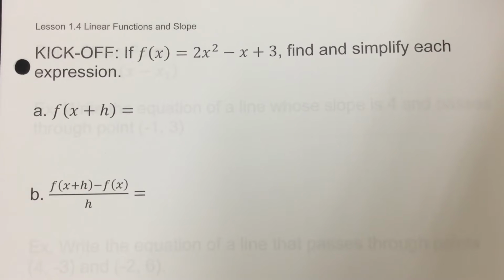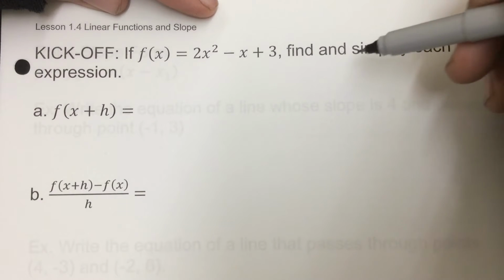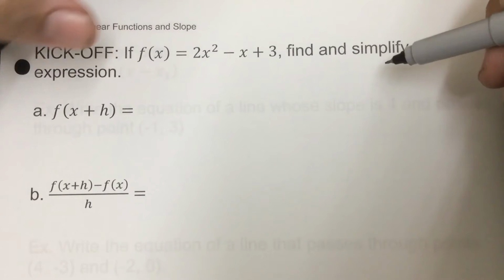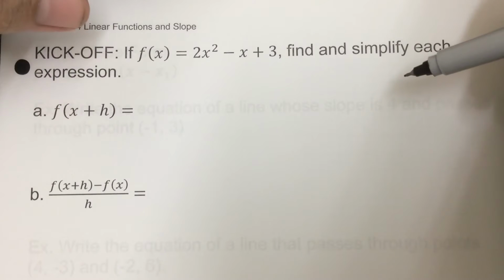All right. So, lesson 1 for linear functions and their slope. We're coming off of just functions in general, but we're going to focus on linear functions and how that ties in with slope and writing equations. So, if we go back to last time, here's our original function, 2x squared minus x plus 3, and we're going to simplify these expressions.